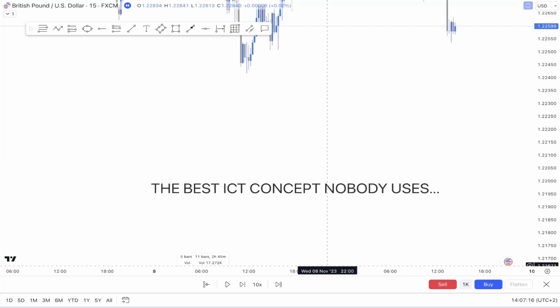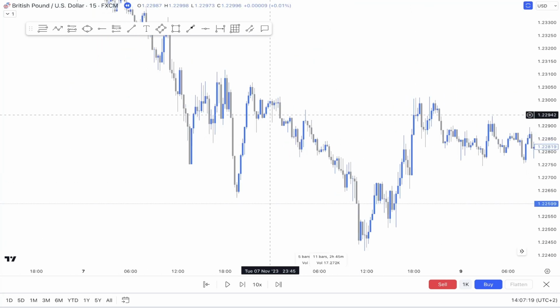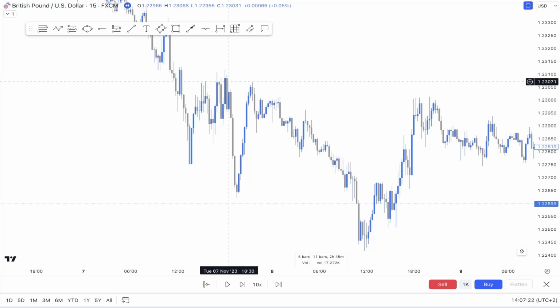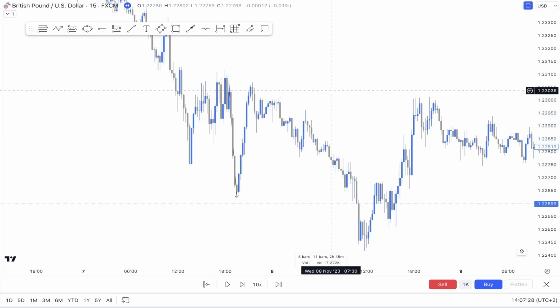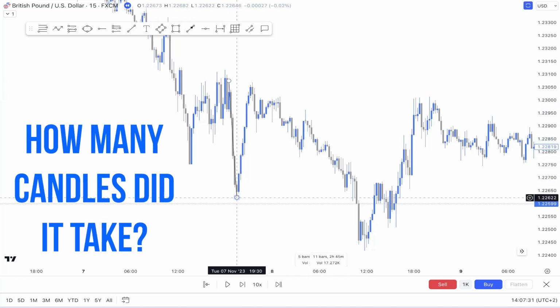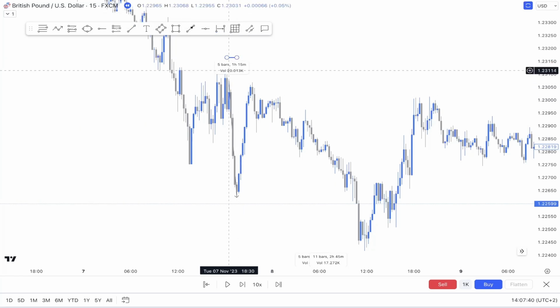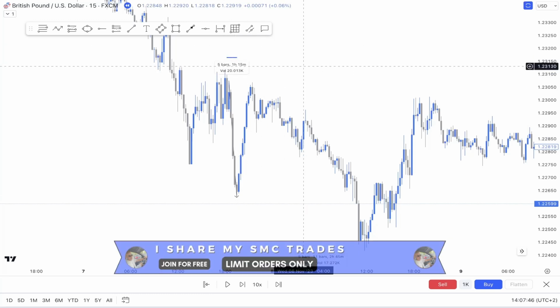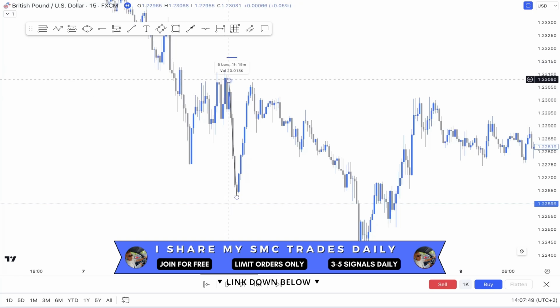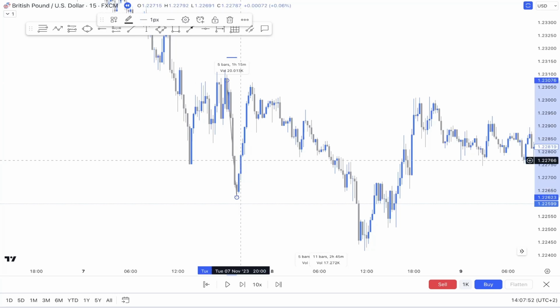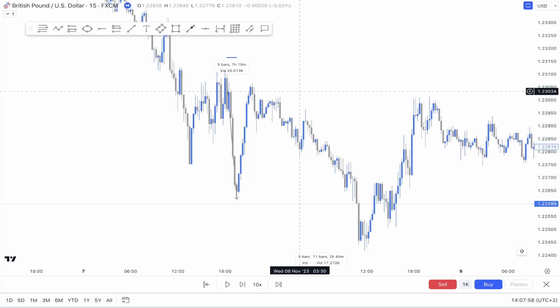Okay, so let me quickly show you an example right here. So check this out. Okay, we have this impulsive push towards the downside right here. Okay, this is the one I'm talking about. How many candles did it take for the price to reach this point here? To do that, we enable this tool and then we drag it all the way to the low. Okay, so we can see that it took 5 bars, which is 5 15-minute candles, 1 hour and 15 minutes. Okay, so it took 5 candles for price to travel from point A, which is this one here, to point B, which is down here. Okay, so this is how we measure the momentum. So this right here is our bearish momentum.